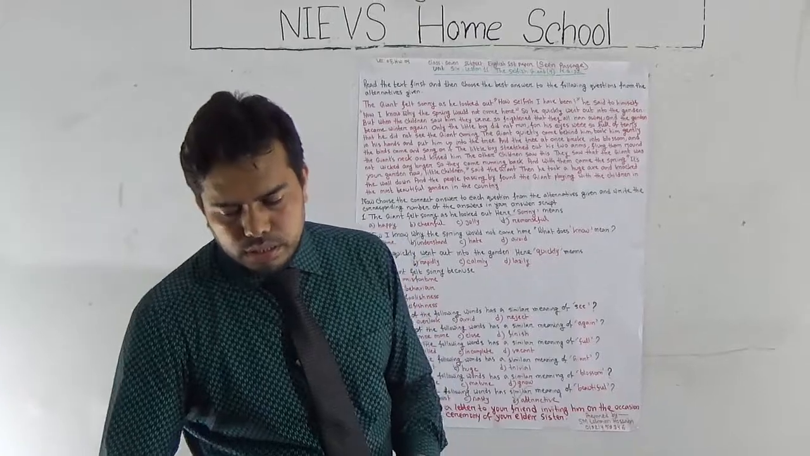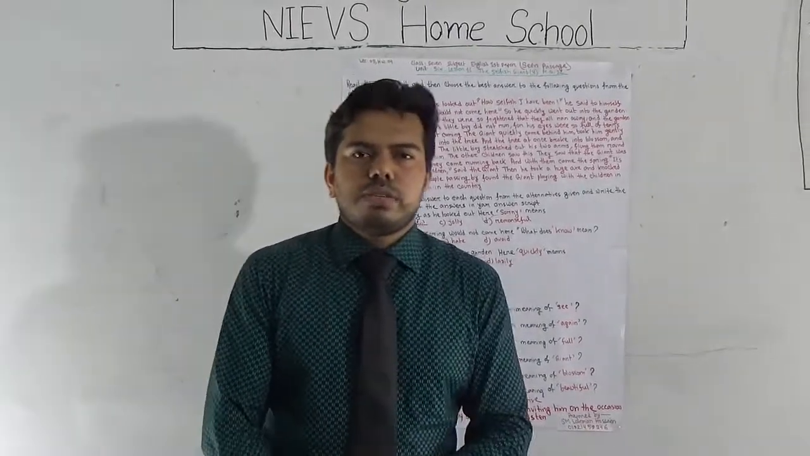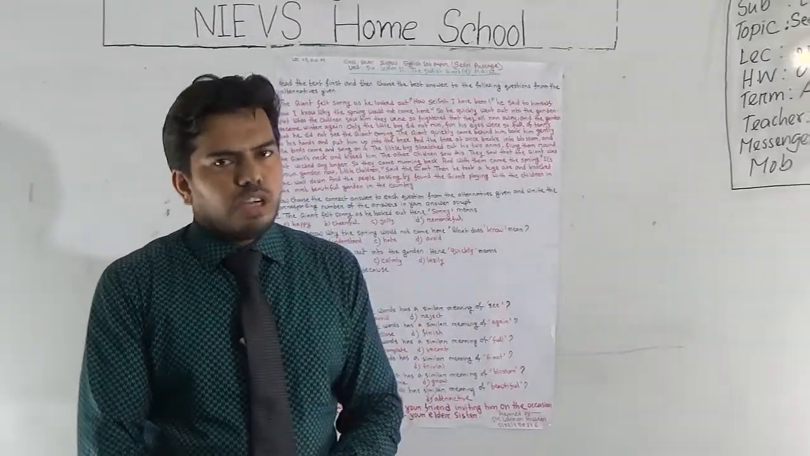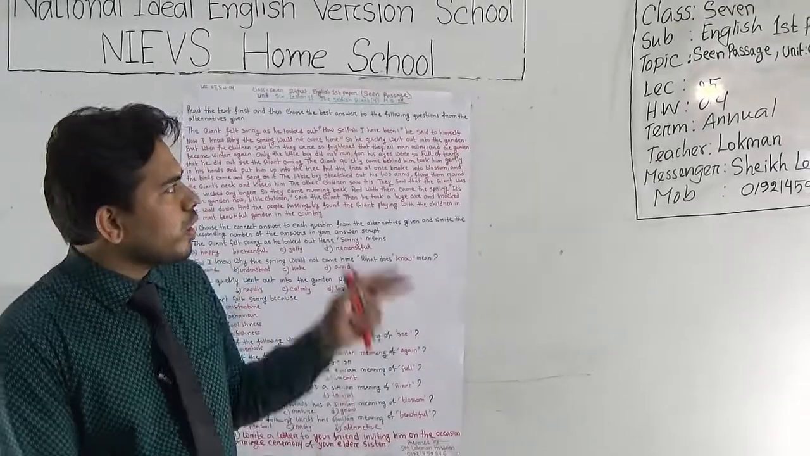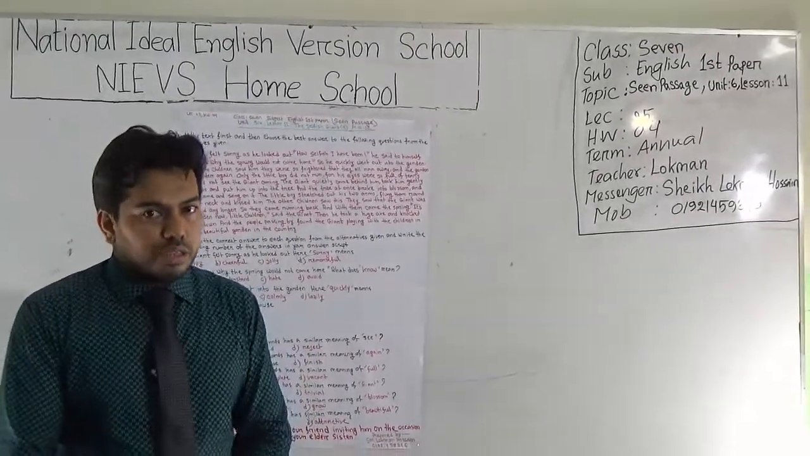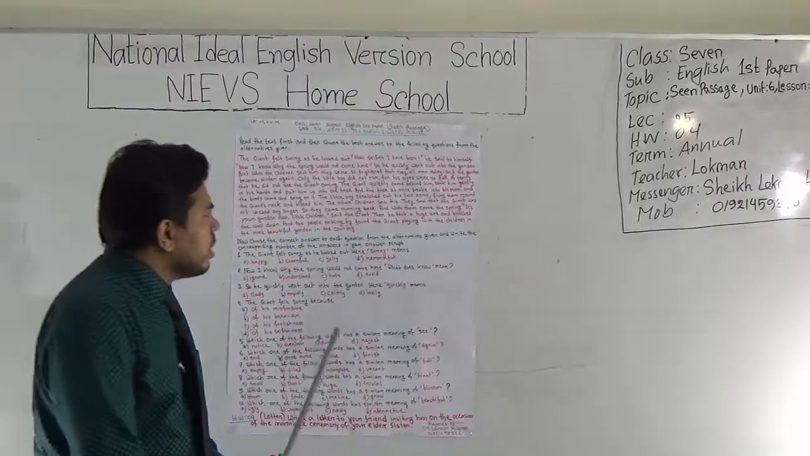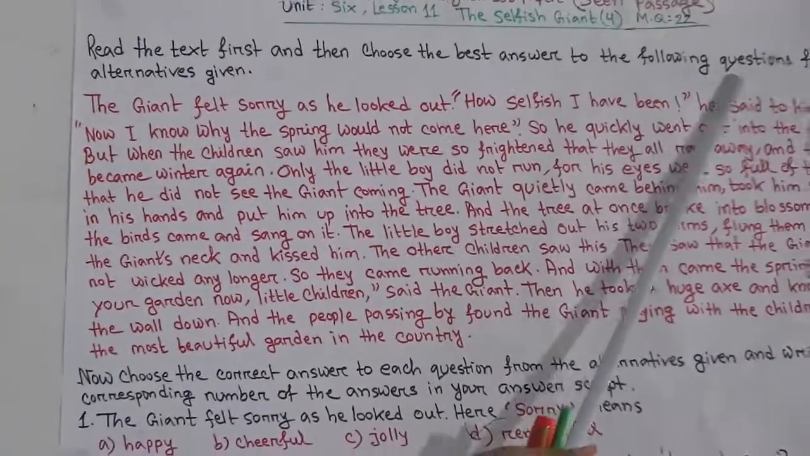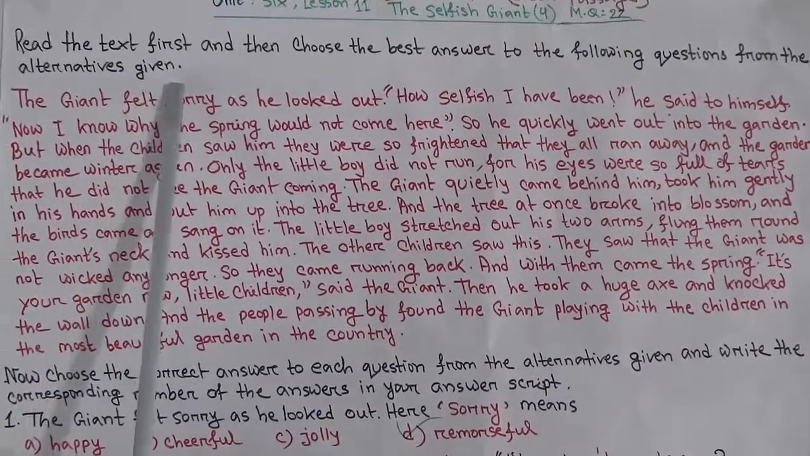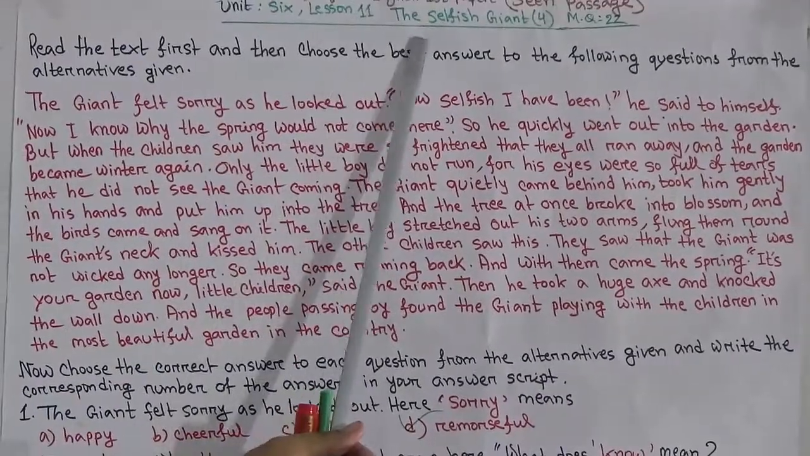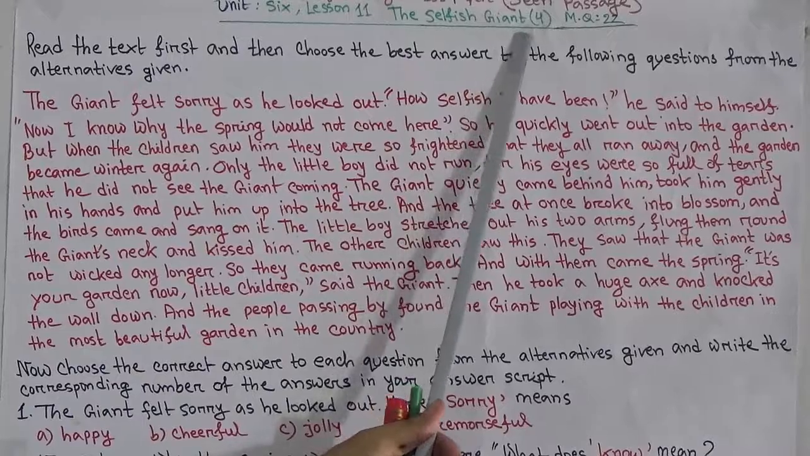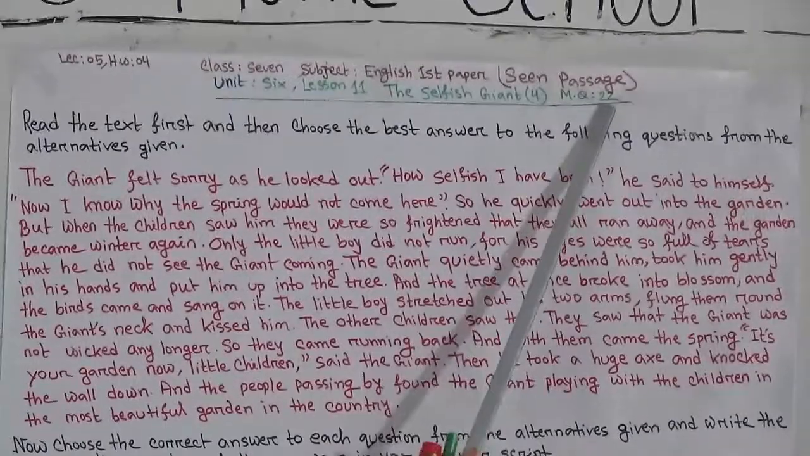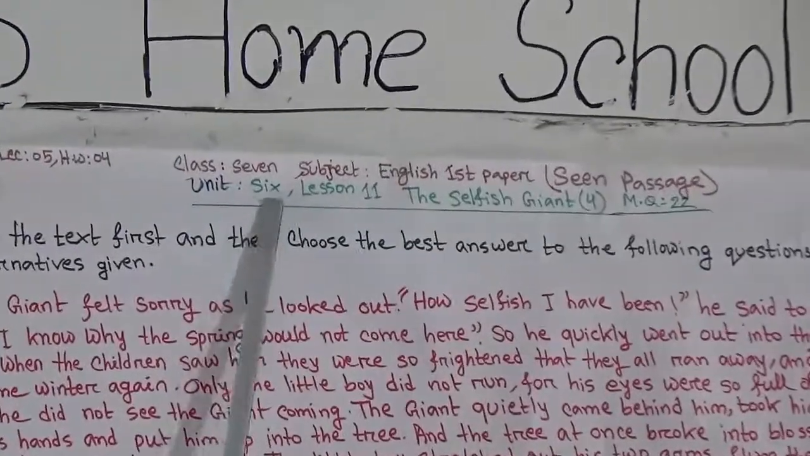Before going to the main topic, I would like to request you, please open your textbook, or if you have the Advanced Learners book, please go to model question number 22 and keep pace with us. Read the text first and then choose the best answer to the following questions from the alternatives given. You know that the story title is The Selfish Giant Part 4. Model question 22, lesson 11, unit 6.